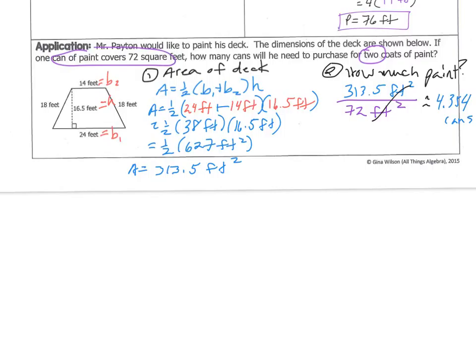Ding, ding, ding, ding. How many times do I want to cover my deck? Twice. So we have to then multiply this by 2 coats. So times 2 is now approximately 8.708 cans. Can I go to Home Depot and buy 0.708 cans? No. So how many cans? 9. So therefore, you will need 9 cans of paint.